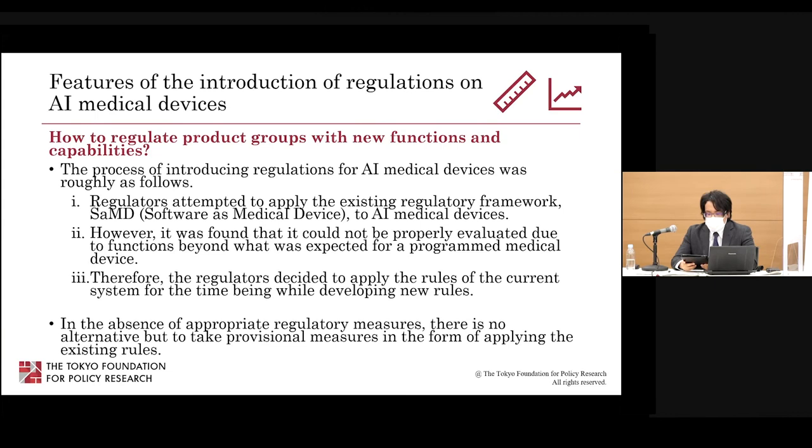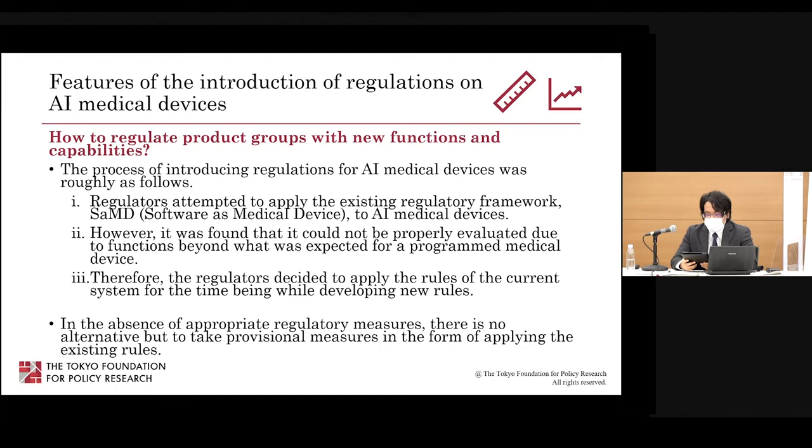The most important question in considering the introduction of regulation for emerging technology such as AI medical devices is how to regulate a product with new features and capabilities. The process of introducing regulation for AI medical devices was roughly as follows. Firstly, regulators attempted to apply the existing regulatory framework to AI medical devices. Second, however, it was found that they could not be properly evaluated due to functions beyond what was expected for software as a medical device, SaMD. Therefore, the regulators decided to apply the rules of the current system for the time being while developing new rules.